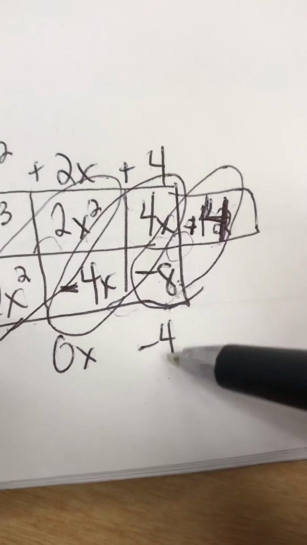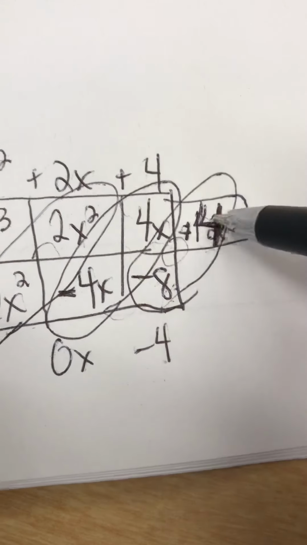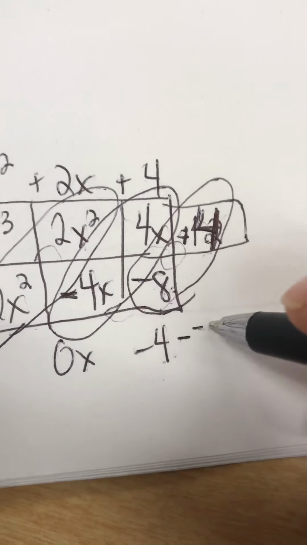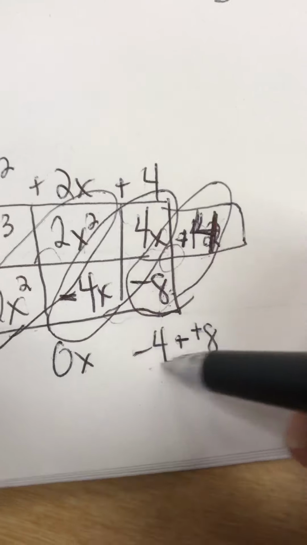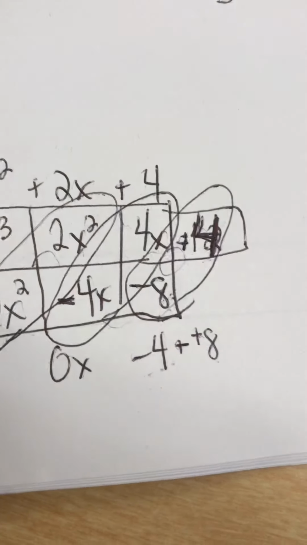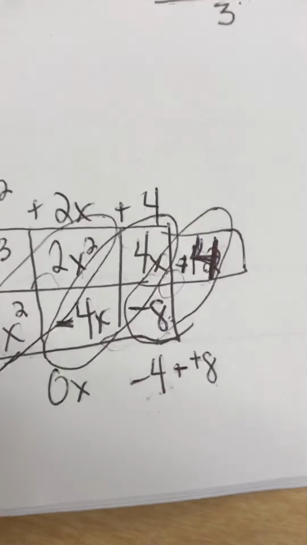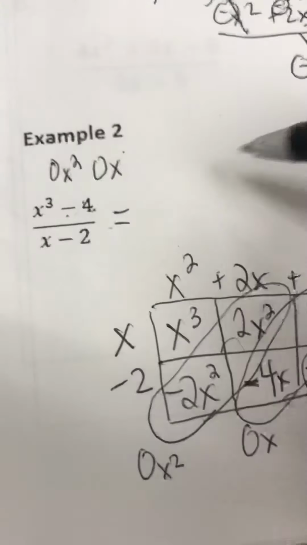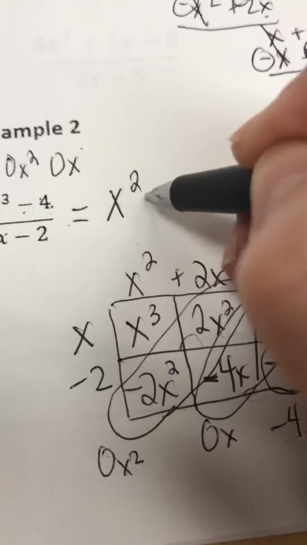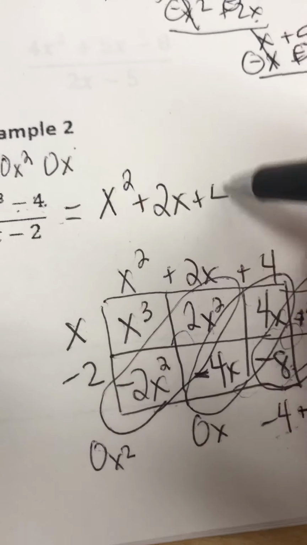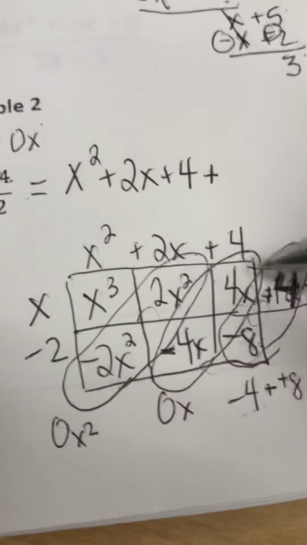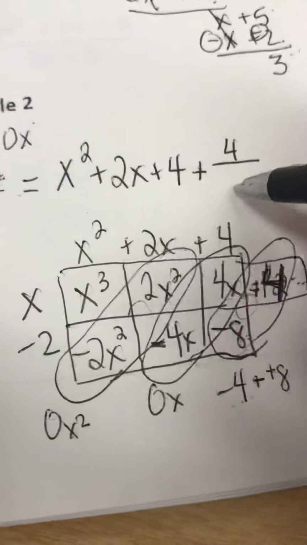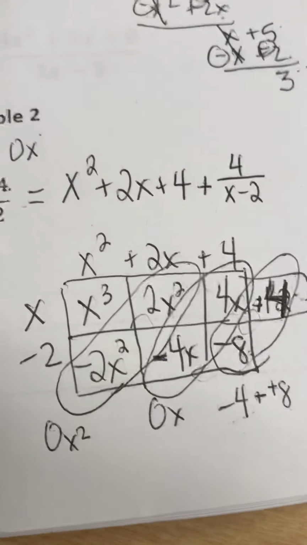So this and this is a negative 4. Another way to do it is negative 4 minus negative 8. This would change to plus positive, and that would give me the positive 4 there, okay? I was doing adding and getting a positive, sorry. So this is now my remainder. So my answer would be x squared plus 2x plus 4 plus, because this is a positive, 4 over the divisor, x minus 2, okay?